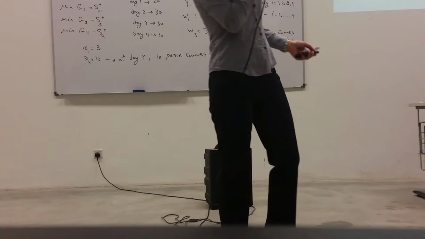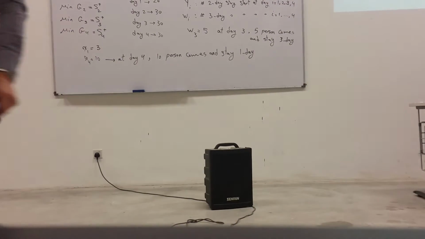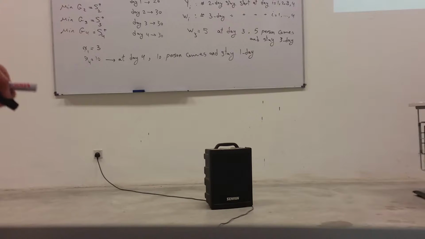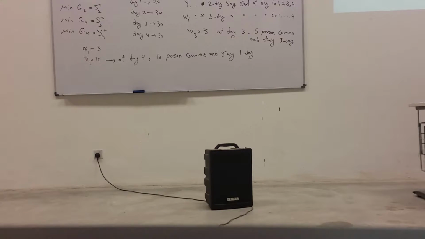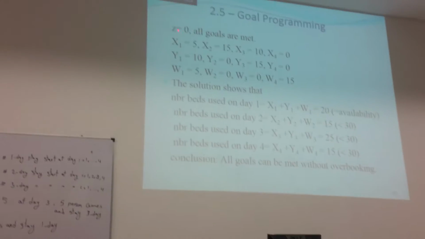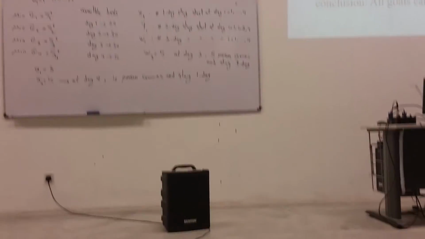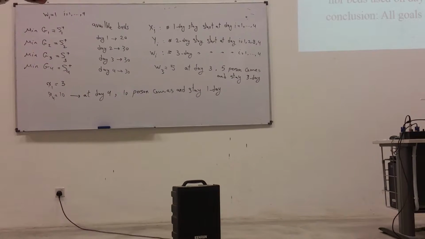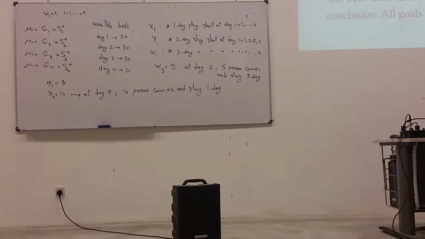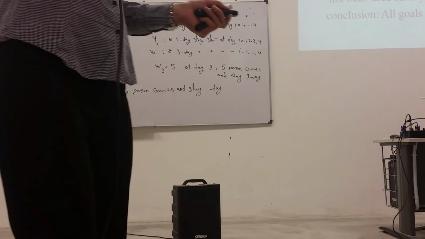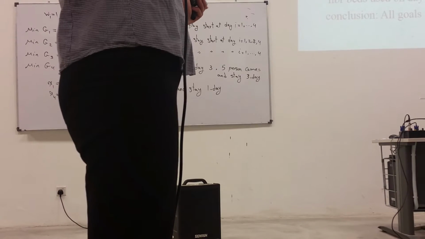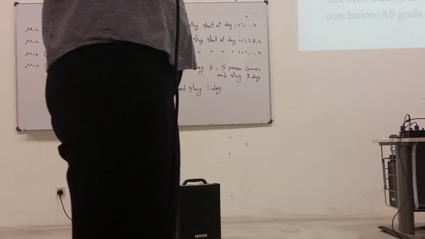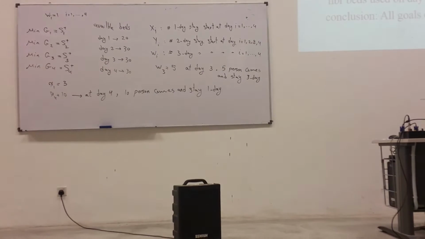Then this is the optimal solution. After you solve the problem, you see the objective function is 0, which means that all goals are met. Because z is 0, all goals are met. And for the variables, you see all the Si's are 0.